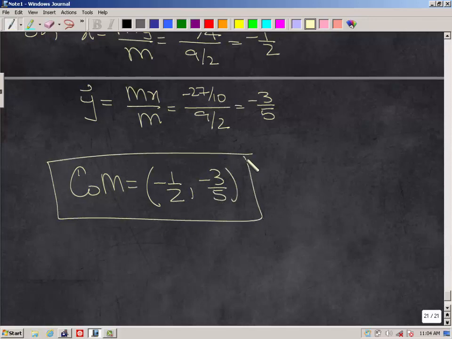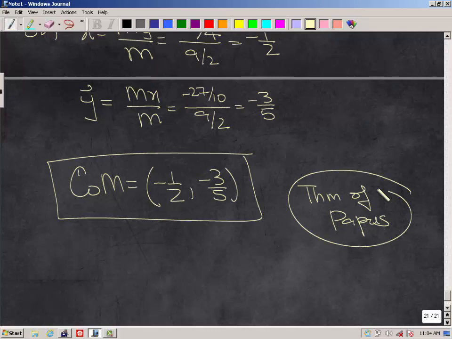Okay. Alright, so that's how we find the center of mass of a lamina. There's one more topic that's left, which is basically the theorem of Pappus. I think I'm going to skip it this semester. So if you have homework problems that deal with theorem of Pappus, you can skip that part, okay? Do everything else in that section that's assigned to you, but you can skip theorem of Pappus.